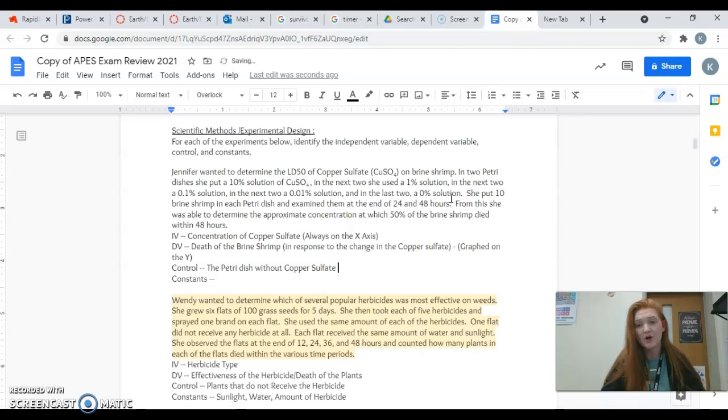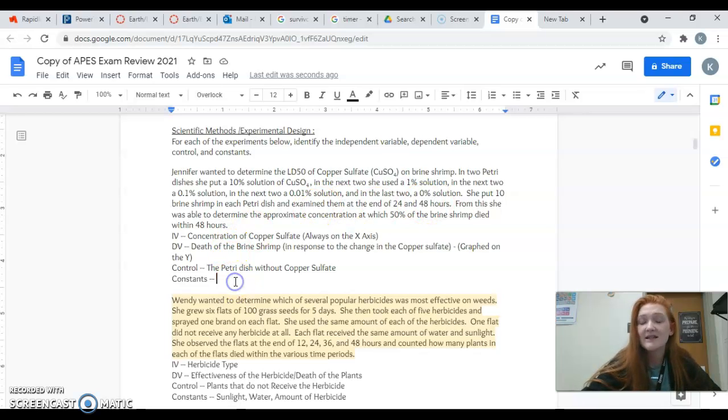Okay, so brine shrimp aren't typically in a copper sulfate solution. So the control is always the natural environment, okay? They're not exposed to the experimental variable. So your control will always be whatever is not exposed to the experimental variable, which is your independent variable, okay? So in this case, a 0% copper sulfate solution would be our control. We're not exposed to any concentration of copper sulfate, okay?